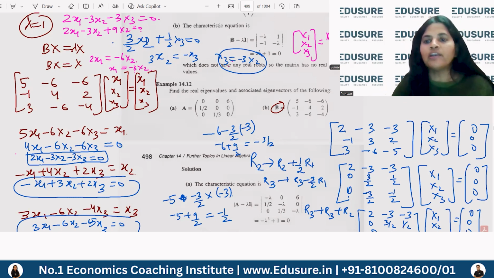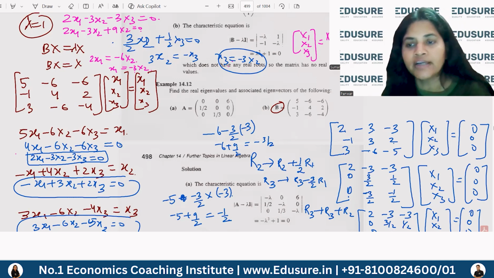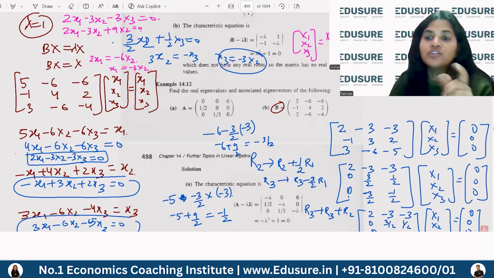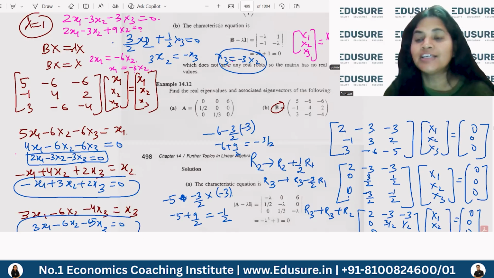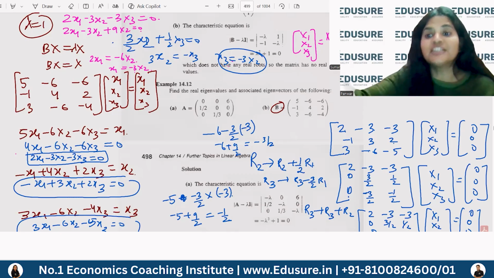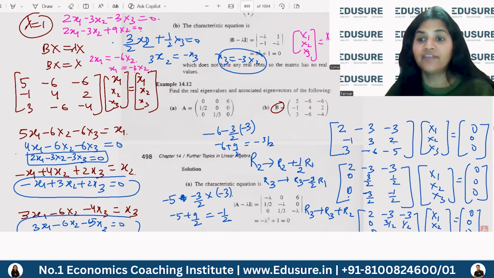I can now give a non-zero value to x2 and solve. So you just have to go by the definition of an eigenvector. So what is an eigenvector? An eigenvector for a square matrix A is a non-zero vector x such that Ax is equal to lambda x, where lambda can be a real number or a complex number also in case of complex matrices. This lambda is known as the eigenvalue corresponding to the eigenvector x.